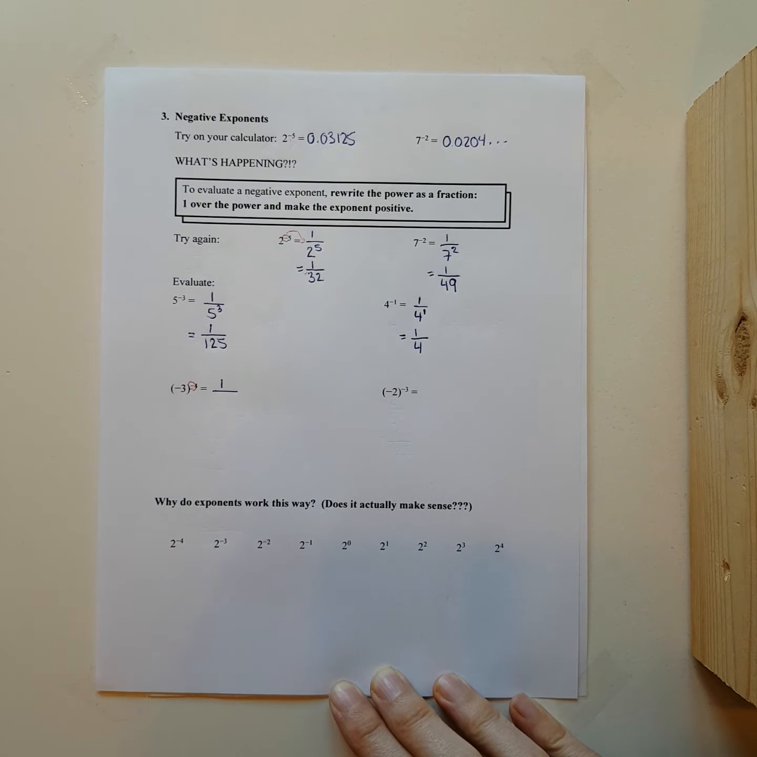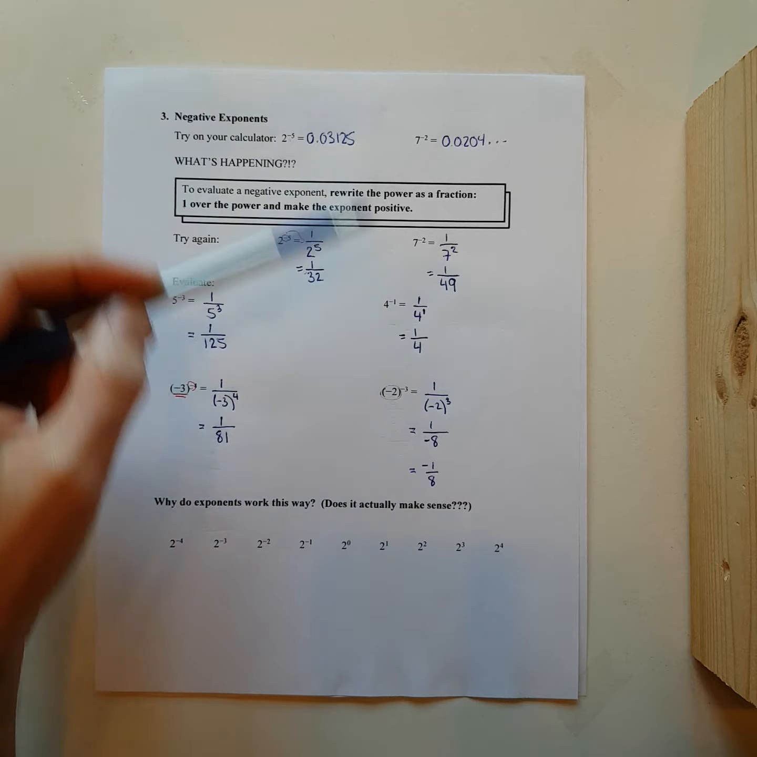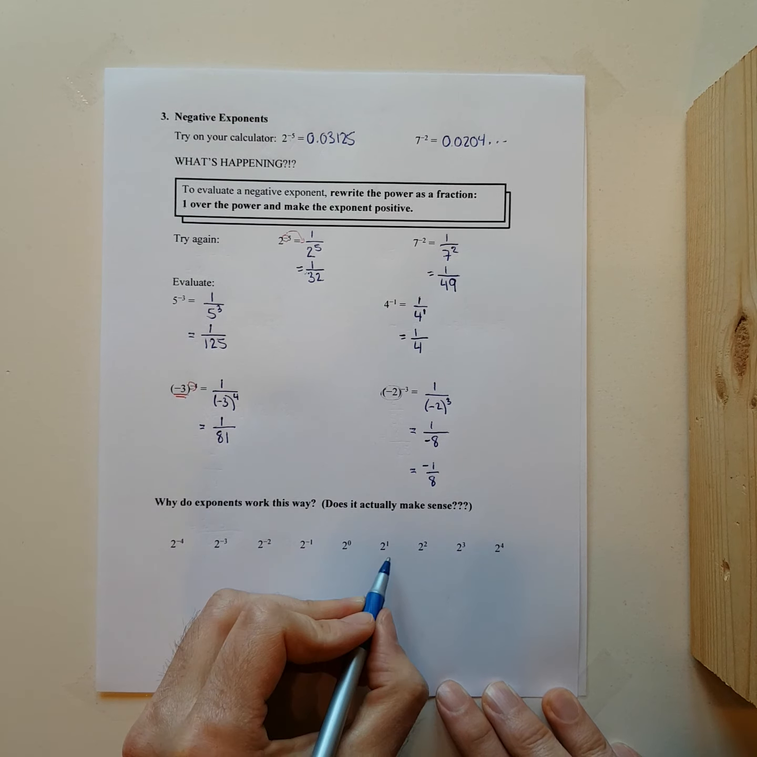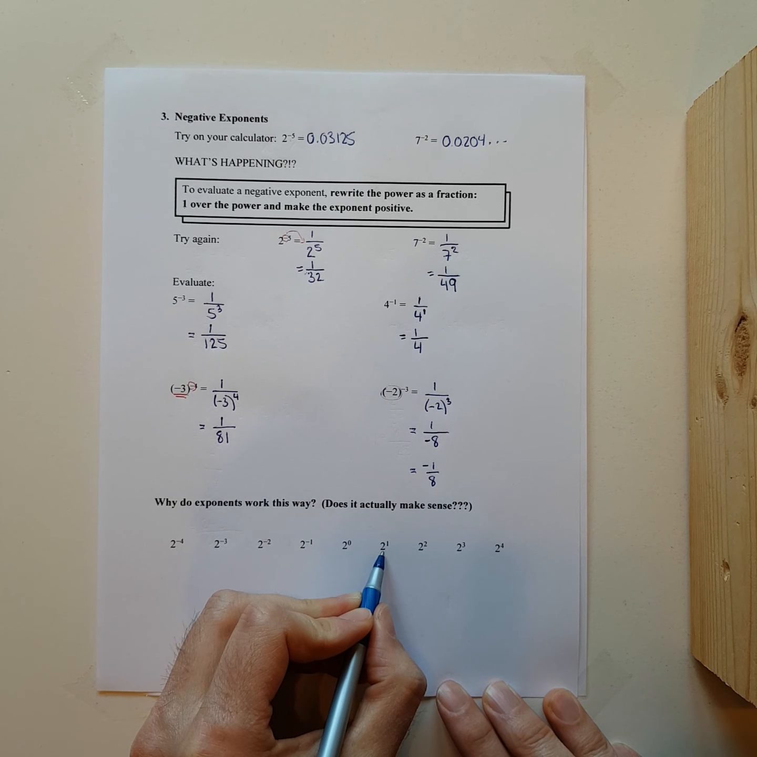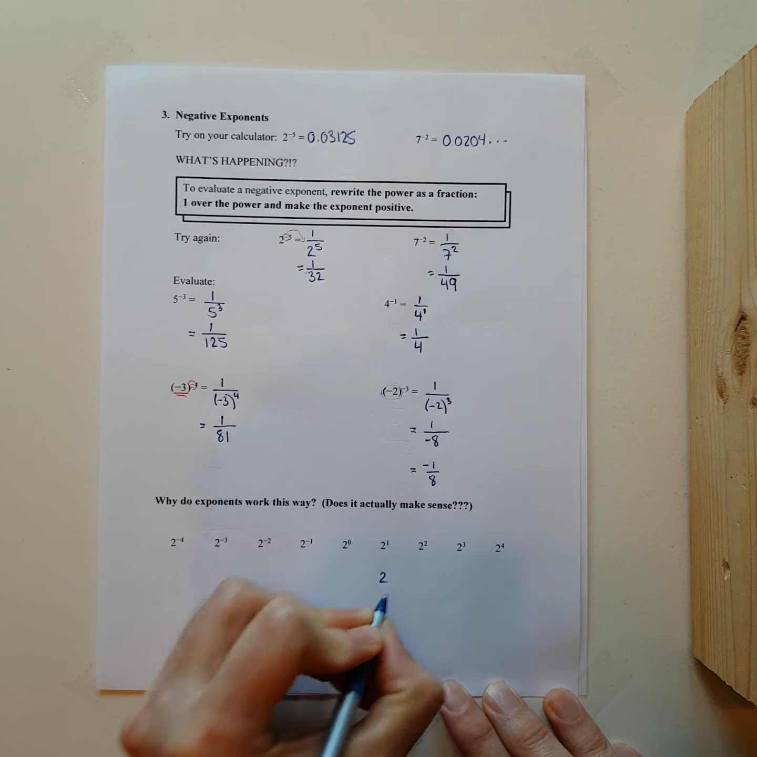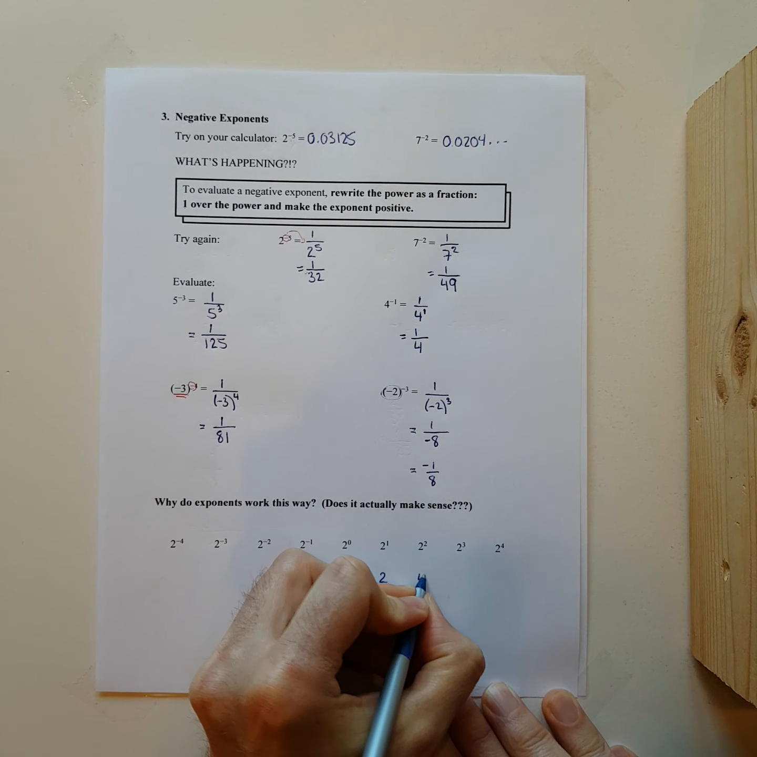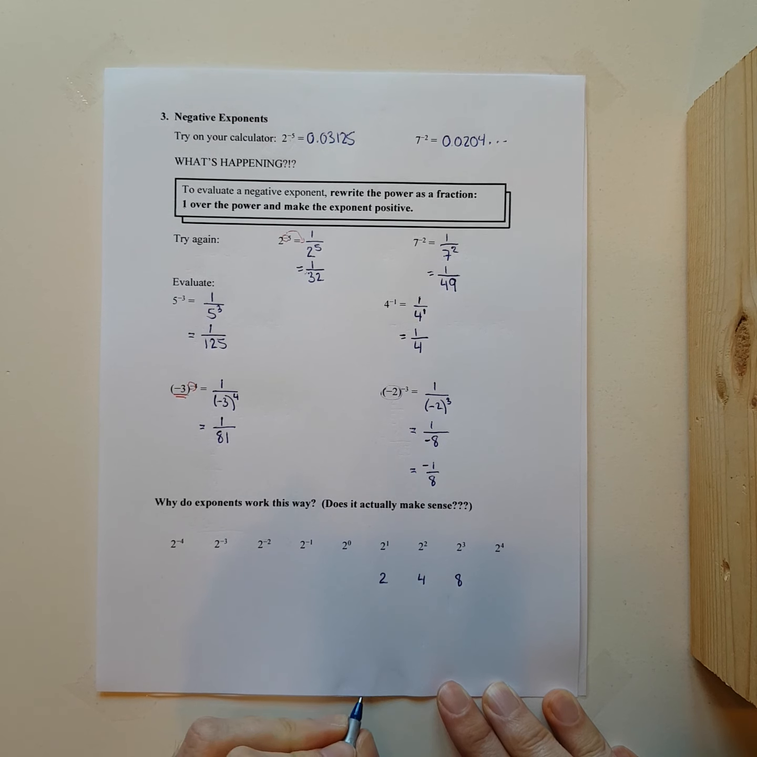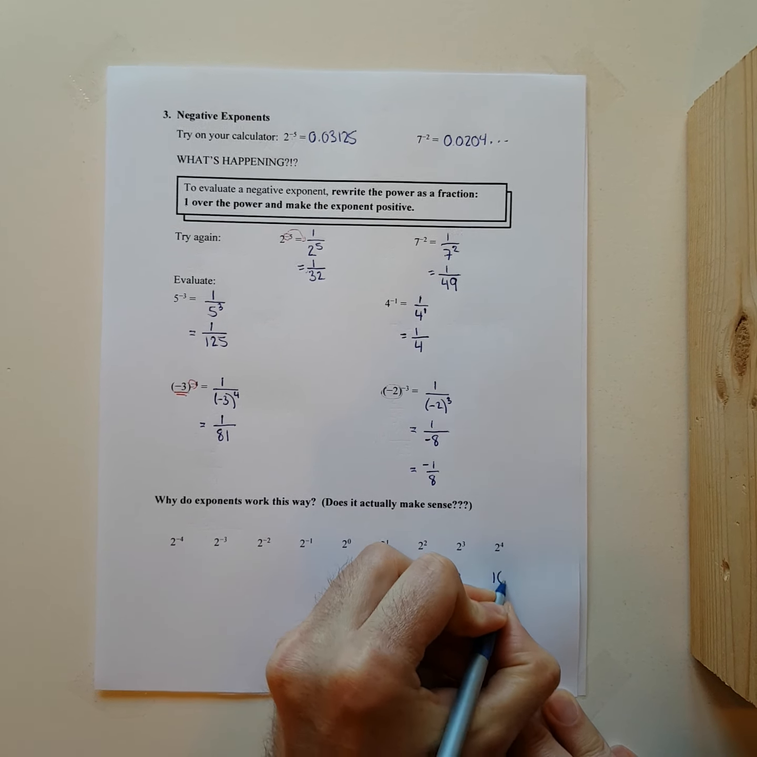The last part of the note here, all I want to do is just take a quick look at why does this actually make sense? So why do exponents work this way, and does it actually make sense that we're flipping this into fractions? We can see in our calculator that it seems to be making sense, but why does that work? So what I'm going to do is start with 2 to the exponent 1, ones that we are familiar with. Don't forget that we know that's 2. 2 squared is 4. 2 cubed will give us 8. 2 to the exponent 4 will give us 16.